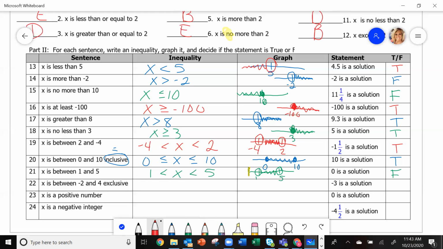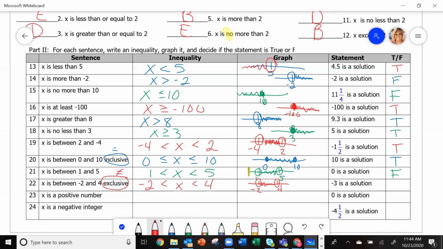The next one says X is between -2 and 4 exclusive. Exclusive means it is not equal to. So you're just going to put the small number to the left, large to the right, X in between. Arrows point to the left, exclusive not equal to, so you're going to leave it just like this. So when I go to draw, I have -2 and 4, open circles, and the shading goes in between.